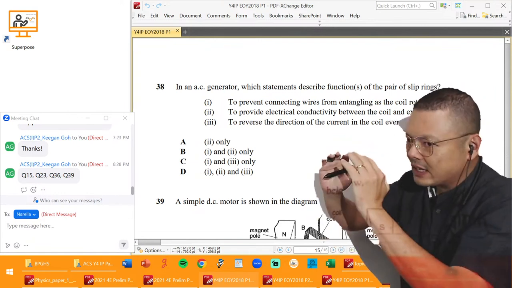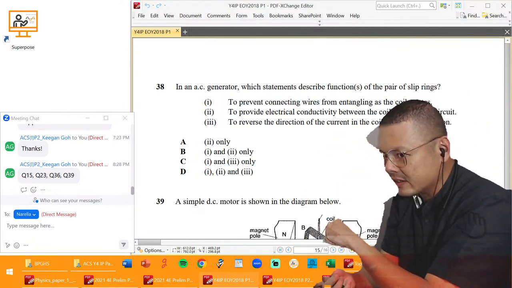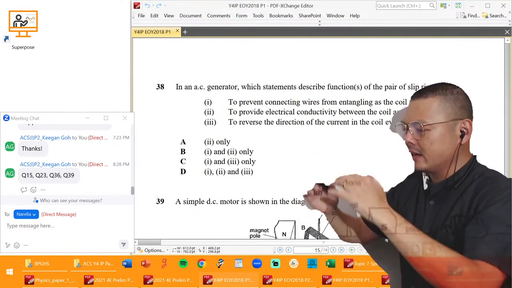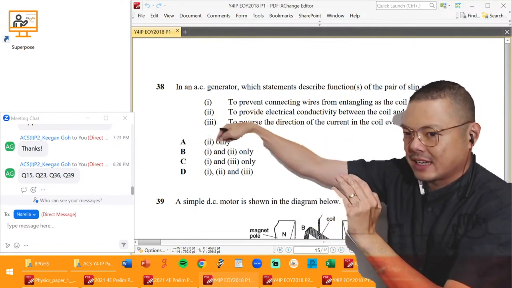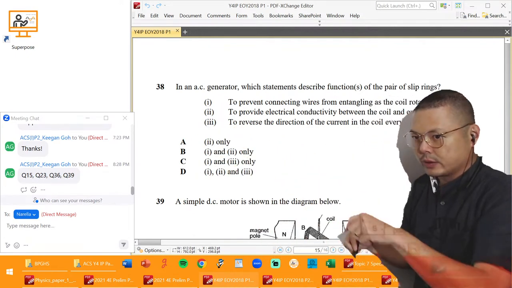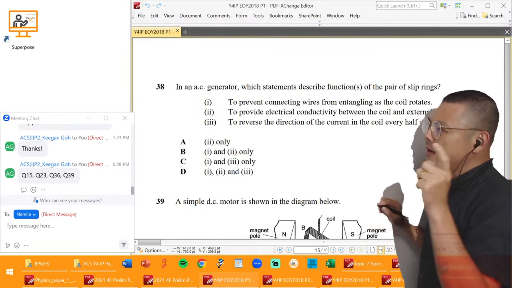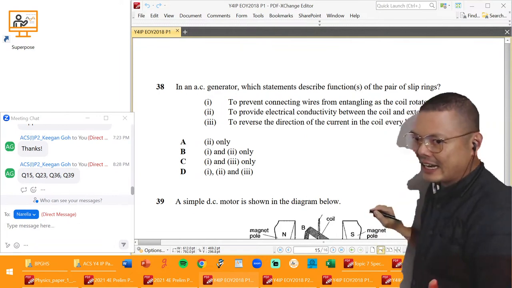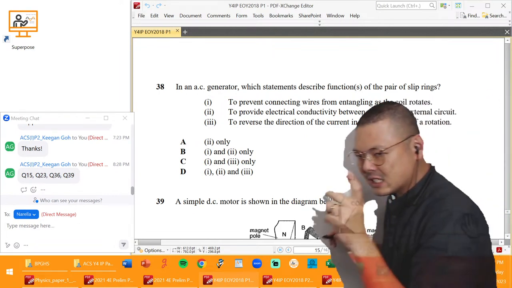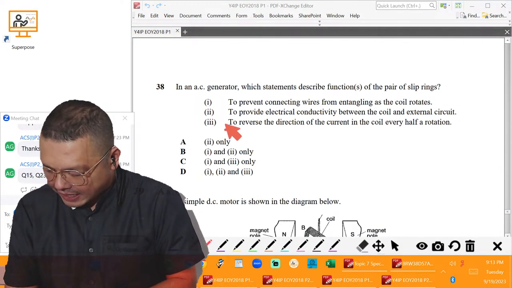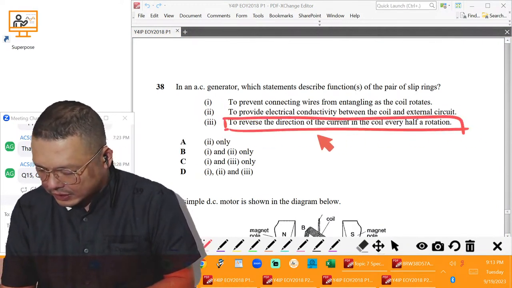It is not the function of the slip rings to reverse the current, right? So the current will reverse on its own anyway. The slip rings are just to provide the circuit. So it turns out that the current will alternate because of the way you rotate. However, statement three is the function of another item. It's not the slip ring. To reverse the current in the coil every half a turn, this is for the split ring.